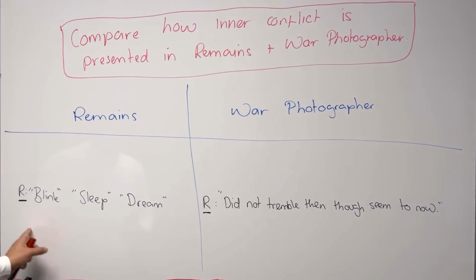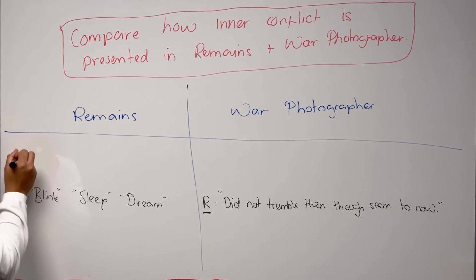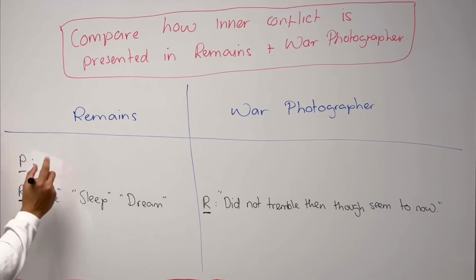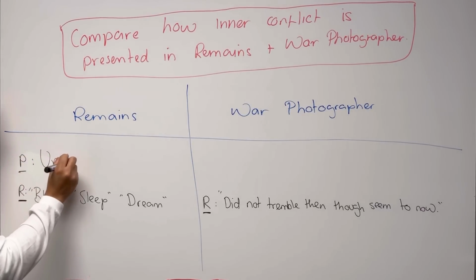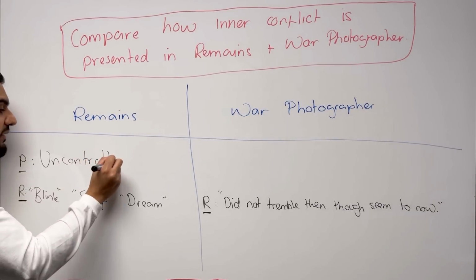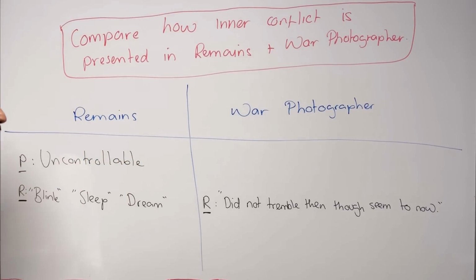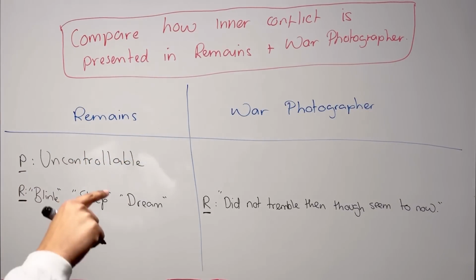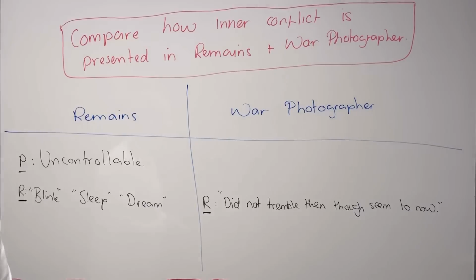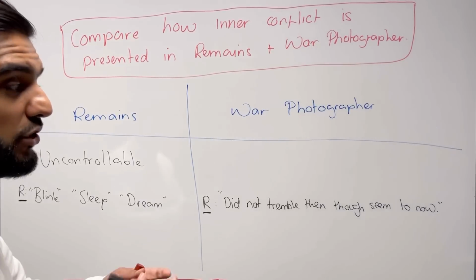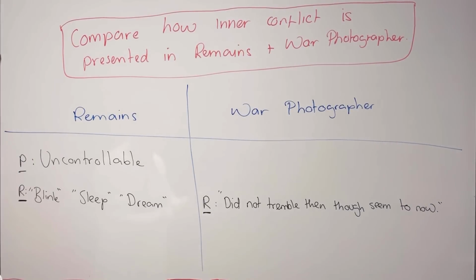Now, that's my reference. Now, what's my point? My point here, guys, is this. My point is that inner conflict, guys, inner conflict is uncontrollable. That is the point that I will be starting with. Now, in War Photographer, my evidence is "his hands did not tremble then, though seem to now."